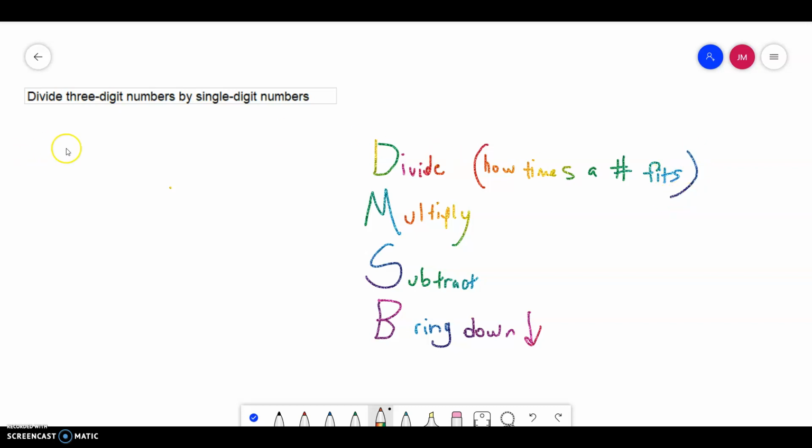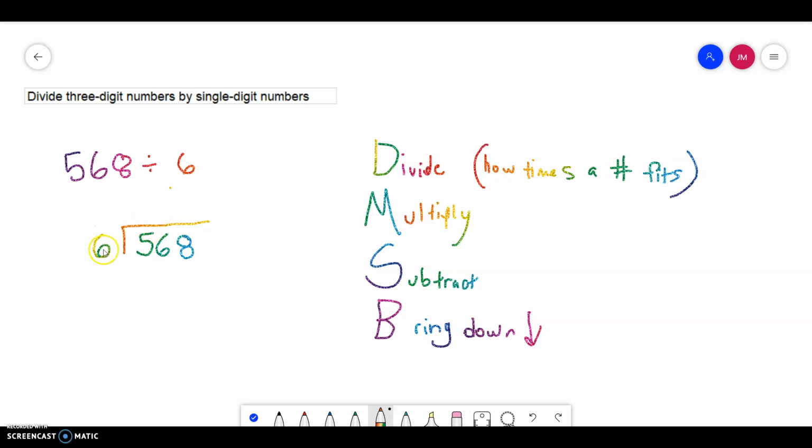So let's do the first problem: 568 divided by 6. Now, when you write a long division problem, you're going to write it in reverse. So we're going to put: how many times does the 6 fit into 568? Does the 6 fit into the 5?